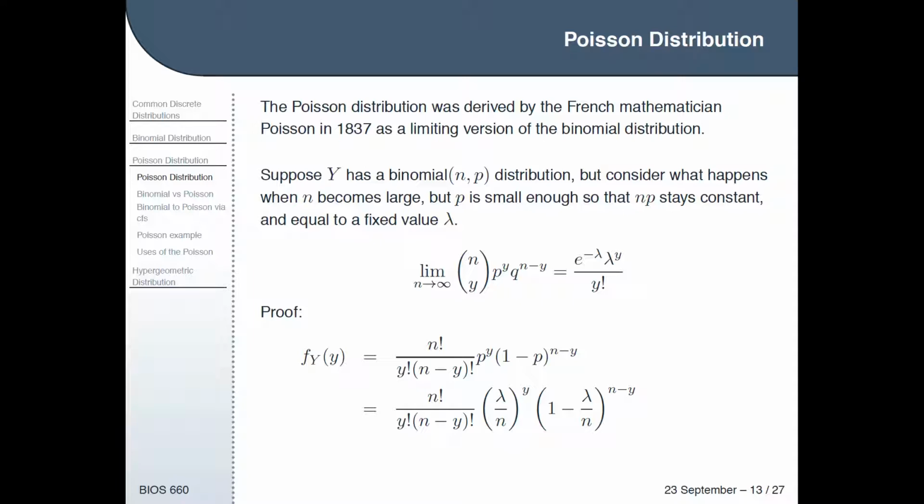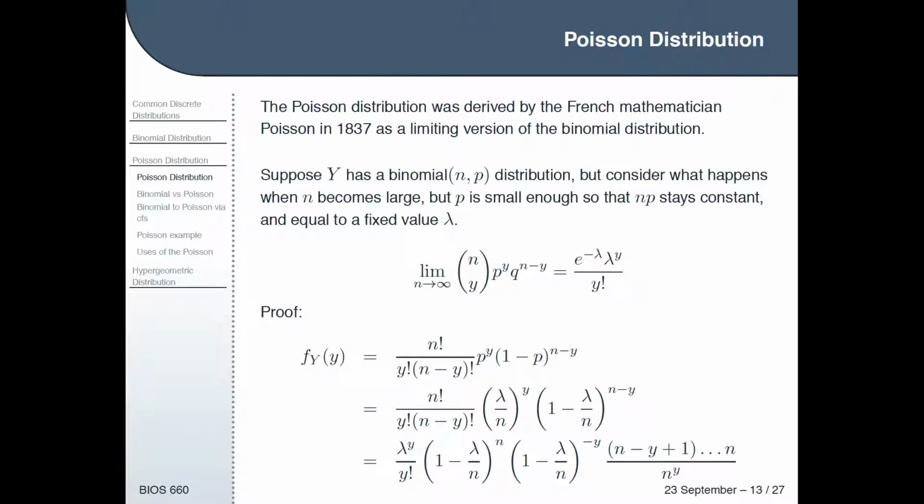So if we're operating on the assumption that lambda equals np, then we can write that as n choose y times lambda over n to the y power times 1 minus lambda over n to the n minus y power, which can be rewritten as lambda to the y over y factorial times 1 minus lambda over n to the nth power times 1 minus lambda over n to the minus y power, times n times n minus 1, multiplying up to n minus y plus 1, divided by n to the y.